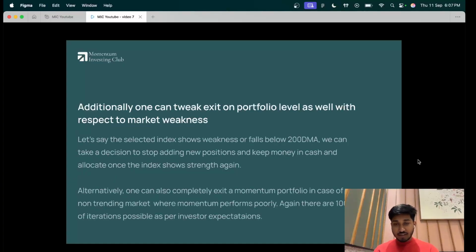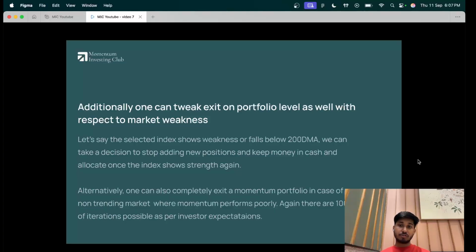One last thing would be an additional tweak which one could apply on the portfolio level instead of the stock level. Let's say the index which we are focusing on or investing with itself shows weakness. So we can take a decision to allocate into cash or completely exit the portfolio. What that would look like: let's say the index shows weakness and has fallen below its 200-day moving average.